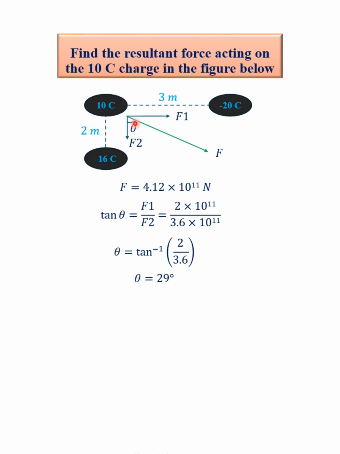This is south, this is east. So we have south, 29 degree, east. So we can say, therefore, that the resultant force has a magnitude of 4.12 times 10 raised to the power 11 Newton in the direction of south, 29 degree, east. This is an example of compass bearing. We will learn more of bearing in mathematics later, but here, this is the answer to the question.